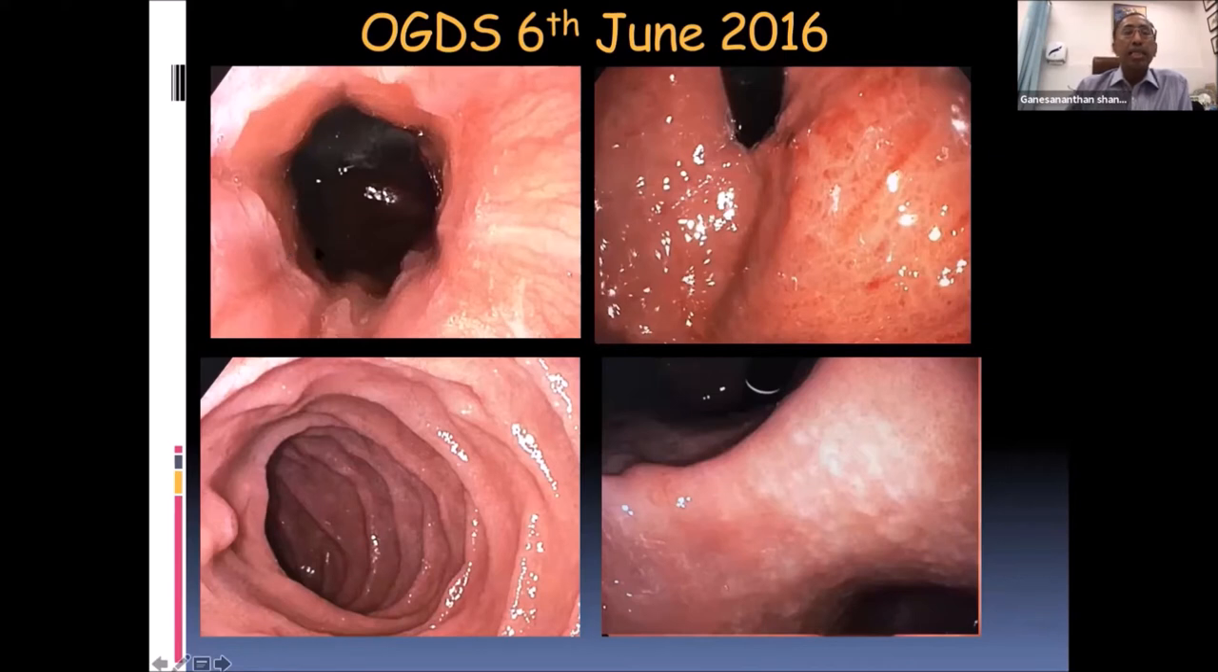This is the lower end of the esophagus. You can see the Z line. The Z line is intact. There's a bit of redness at the site here. So she would have something I would term as an M pattern non-erosive reflux disease.